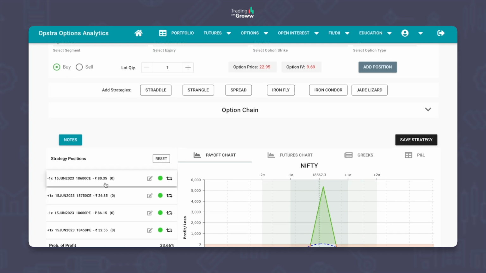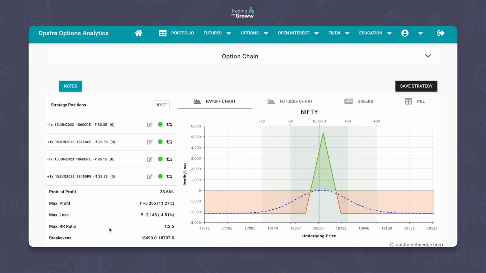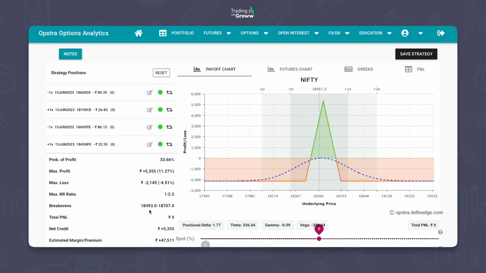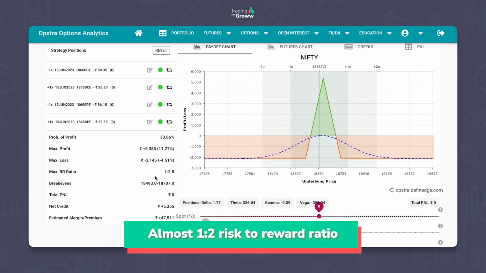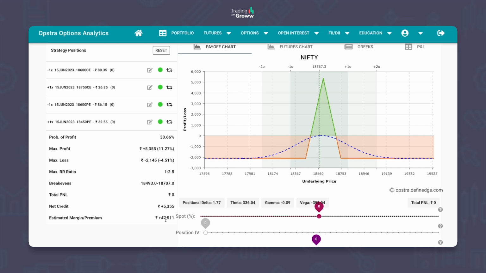It shorted the at the money call option, 18,600 call, and the 18,600 put option, just like I explained in the first example. Now it automatically bought a call option 150 points away and a put option 150 points away to protect the downside, so that your risk reward ratio increases. It is not equal, it is more than double. For example, your maximum loss as per this strategy is just 2,000 rupees on the downside, but on the upside you can make almost 5,000 rupees, more than 2 times what you are risking. Also the estimated margin has gone down from 1.2 lakhs to almost 47,000.